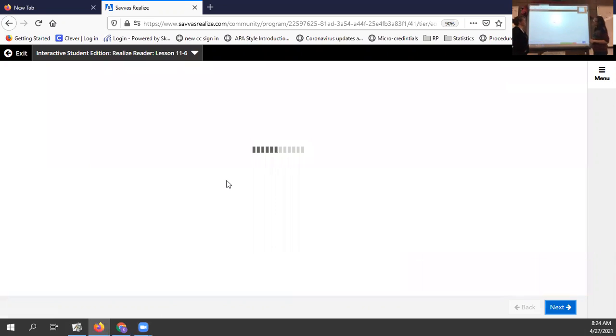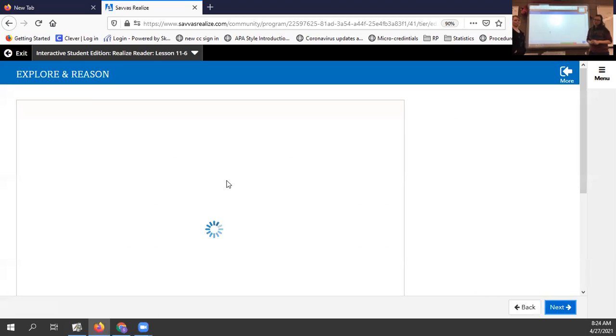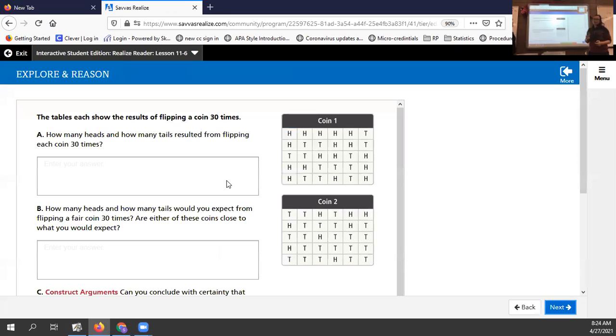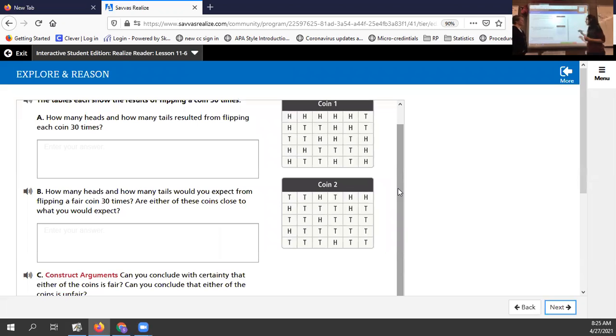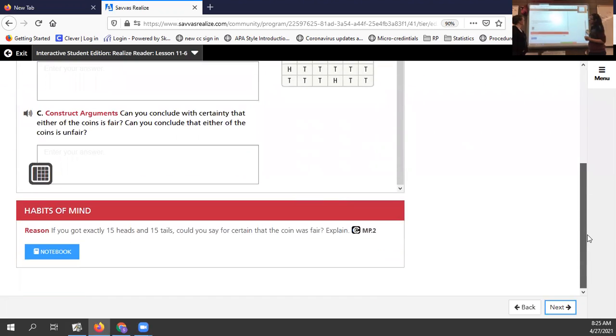The first little bit here is an explore and reason, where we've got a coin toss. They've already done the coin toss, coin 1 and coin 2, and we're counting and thinking about, is this a fair coin? Down in part C is the meat of the problem. Can you conclude with certainty?